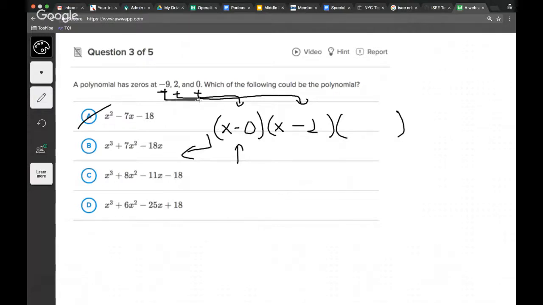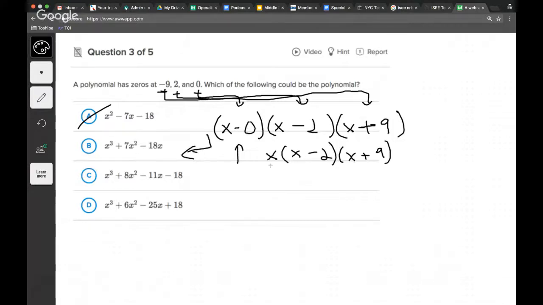And then finally, we got -9. So we'd again do x minus -9, which just turns into a plus, minus a negative, right? So now we've got that x minus 0, that's just x. So we can now simplify this to say it's x times (x minus 2) times (x plus 9). Now this is actually our answer, okay? But they don't have an answer in this form. Everything here has been multiplied out.